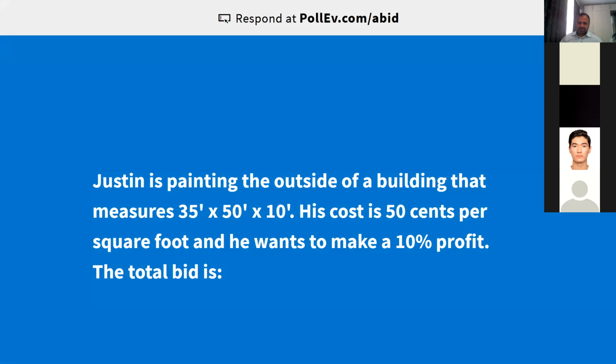So Justin is painting the outside of a building that measures 35 feet by 50 feet by 10 feet. His cost is 50 cents per square foot. And he wants to make a 10% profit. So the total bid is. So that means 35 feet is the width of the building, 50 feet is the length of the building, and 10 feet is the height of the building. So you have to calculate the total area, okay? And then multiply by the per square foot rate, and then add 10% profit, okay?